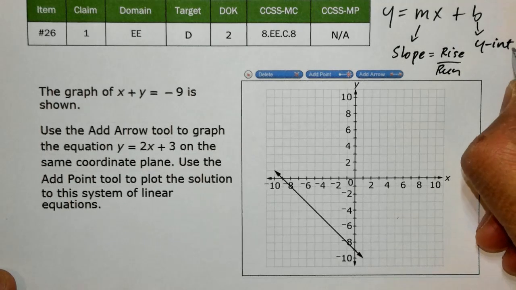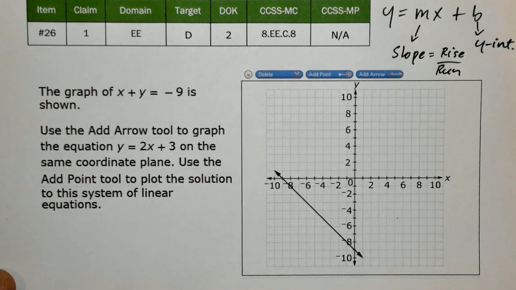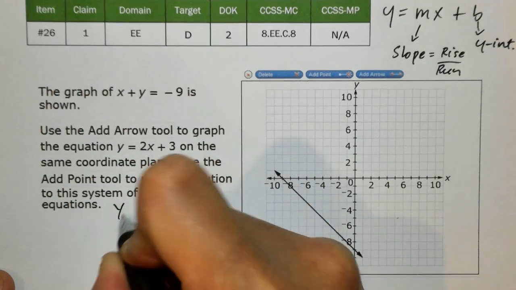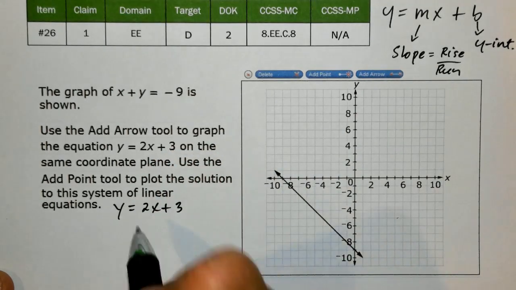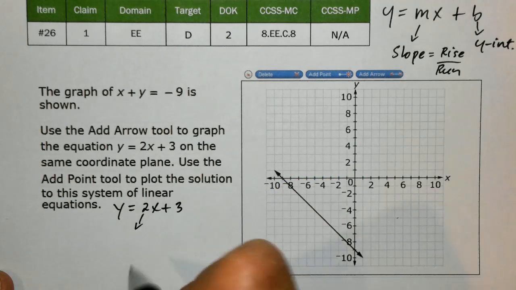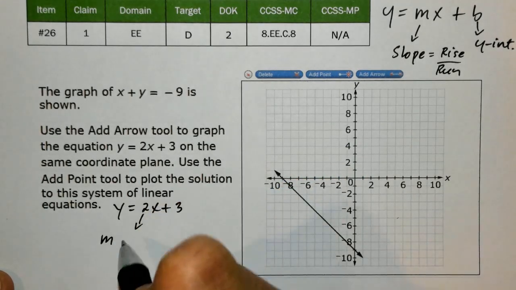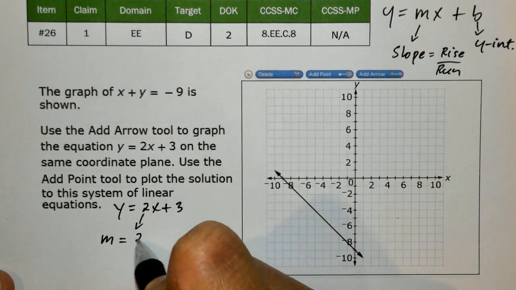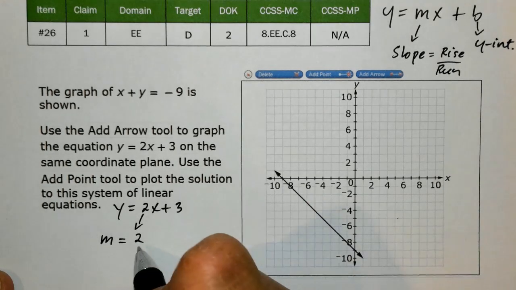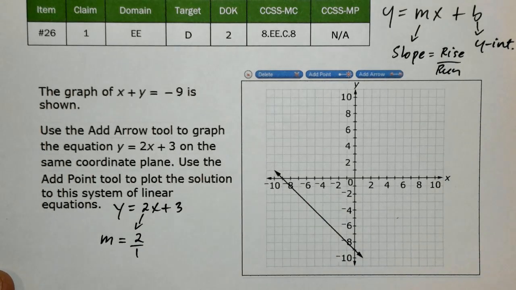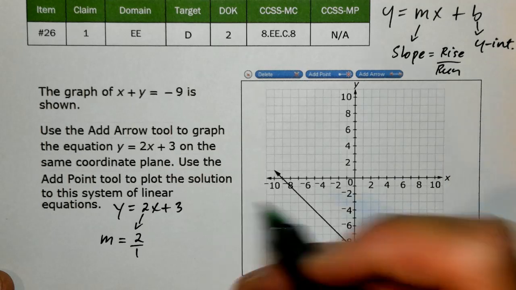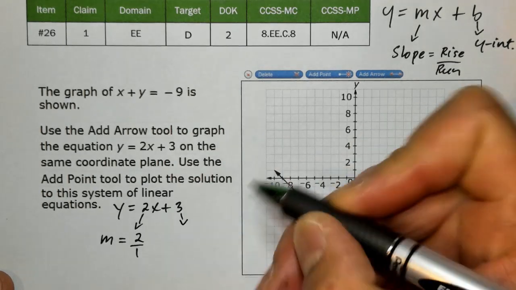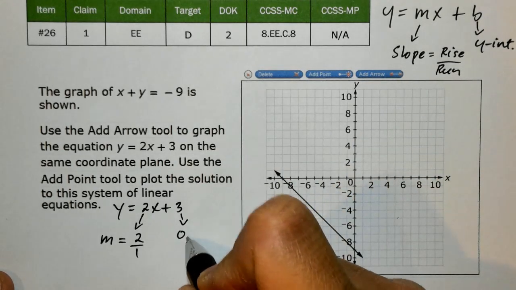So let's determine the slope and the y-intercept. The equation is y equals 2x plus 3. So the slope here is positive 2. So m is equal to 2. In fraction form, that is equal to 2 over 1. Remember, if you apply the concept of rise over run, your slope should be in fraction form. And then the y-intercept is (0, 3).